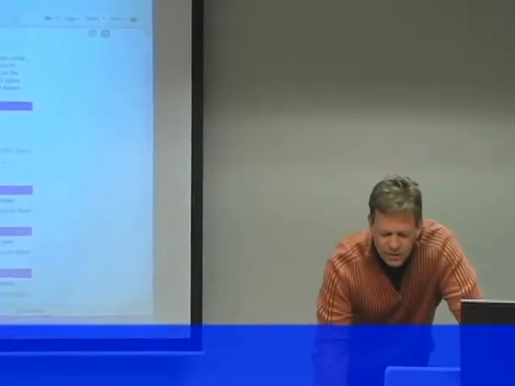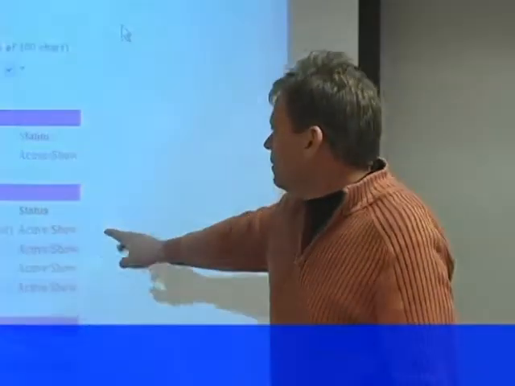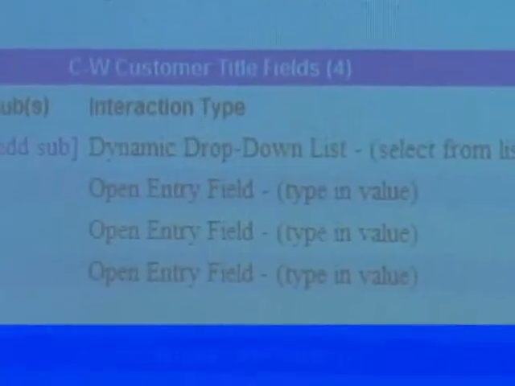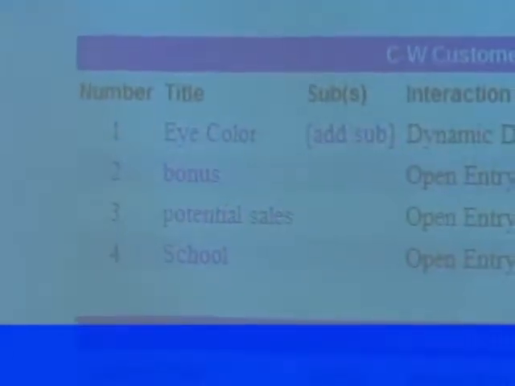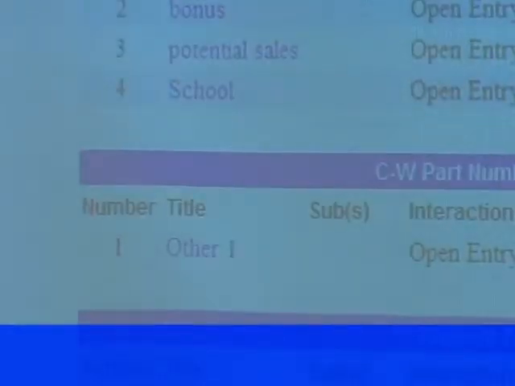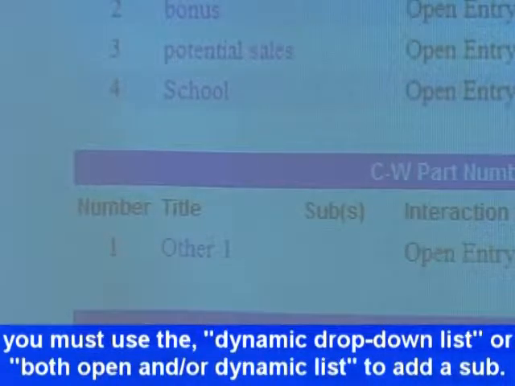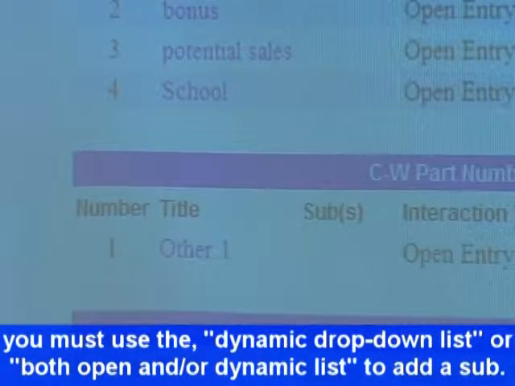So as you add them, just go ahead and I'm just going to hit refresh. Okay, so we have some good ones. We have bonus, we have potential sales, we have school. Okay? So I'm going to refresh again. Okay, so the one that we want to add something to is we want to add some subs. So we'll go ahead and have you click on add sub.